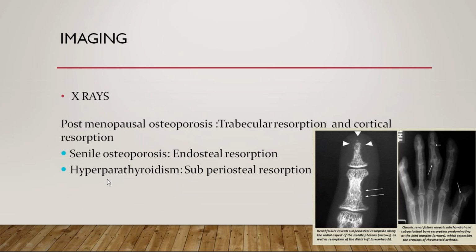In hyperparathyroidism, it mostly affects the phalanx, that is the proximal, middle, or distal phalanx, in which there will be subperiosteal resorption. That means the outer surface of the cortex will be resorbed under the periosteum. Between the periosteum and the cortex, the resorption will take place. That's why it's called subperiosteal resorption in hyperparathyroidism.